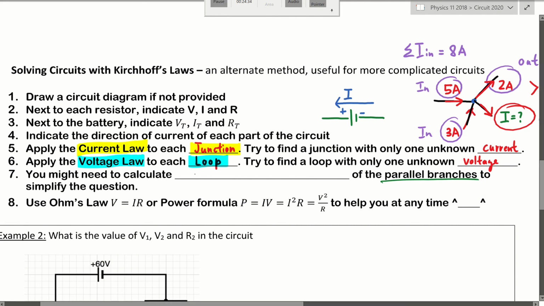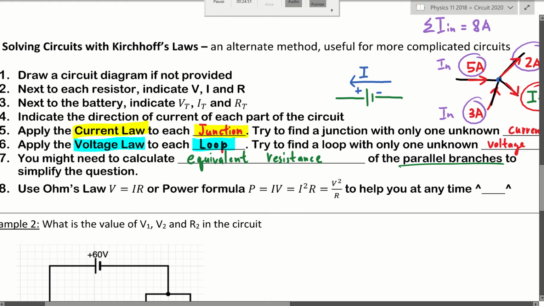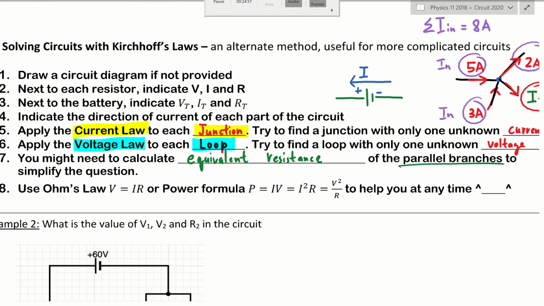Okay, so equivalent resistance. The E is gone, it didn't register. Equivalent resistance. That means you might need to combine some of these parallel branches into one so that you can actually use it to calculate the rest of the question.